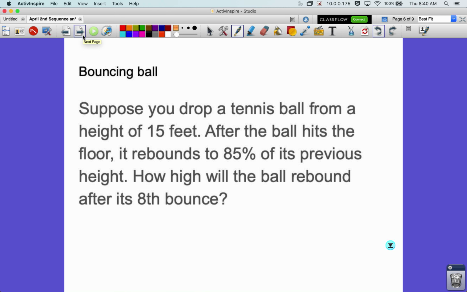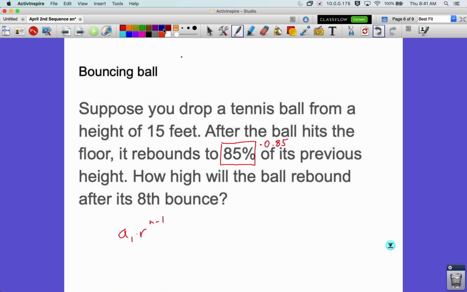Next question is about a bouncing ball. Suppose you drop a tennis ball from a height of 15 feet. After the ball hits the floor, it rebounds to 85% of its previous height. How high will the ball rebound after its 8th bounce? So this must be a geometric sequence, because each time it bounces, we multiply its previous height by 0.85. Common multiple or common ratio means geometric formula. So normally you just take your initial height and you multiply it by the ratio to the n minus 1.